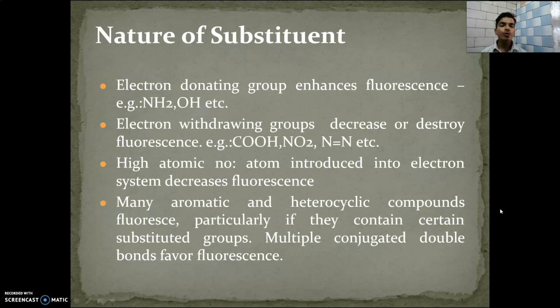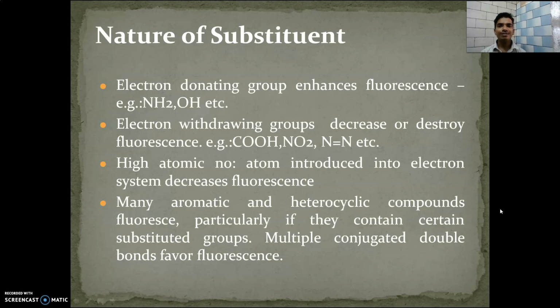Then a high atomic number substituent introduced into the electron system decreases the fluorescence. Many aromatic and heterocyclic compounds fluoresce, particularly if they contain certain substituent groups, which increase the fluorescence intensity. Then multiple conjugated double bonds also favor the fluorescence.